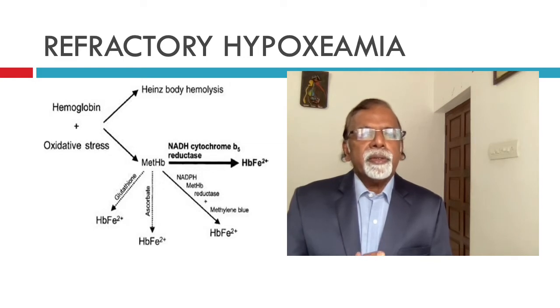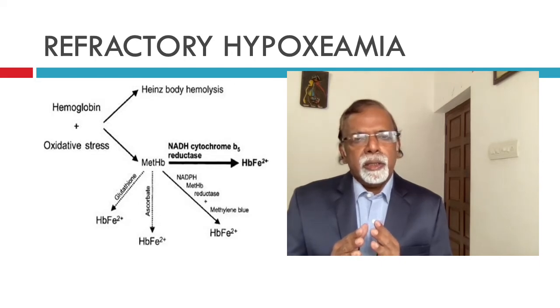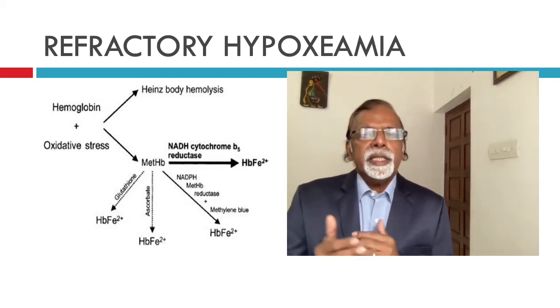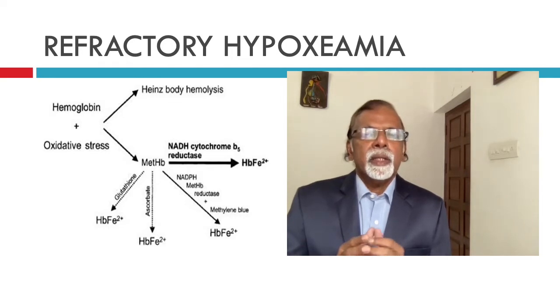Methemoglobinemia is particularly important because it can give refractory hypoxemia, even when the PaO2, that is the partial pressure of oxygen by an ABG analysis, is high. The SpO2 may give a low value, usually in the range of 82 to 86, or the 80s. The reason is methemoglobin has high absorbance for both red light and infrared light, so it causes inaccurate SpO2 reading.